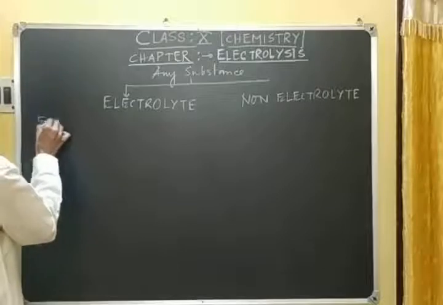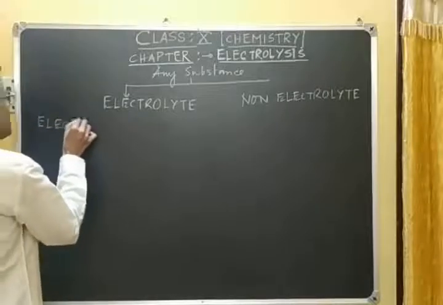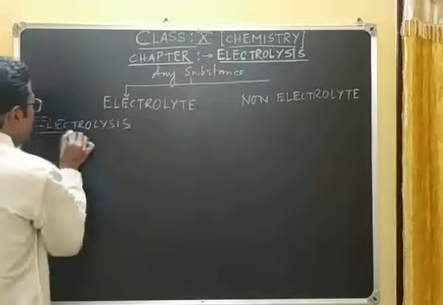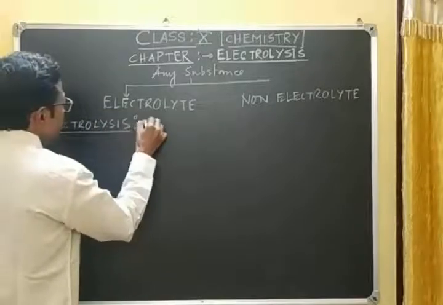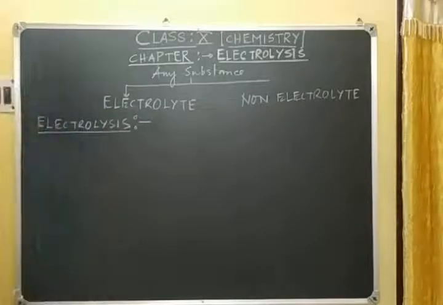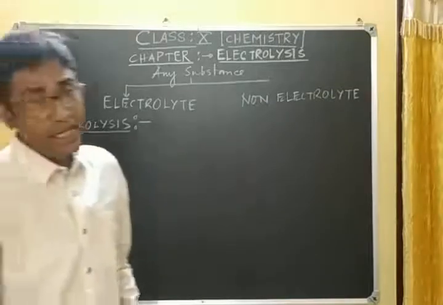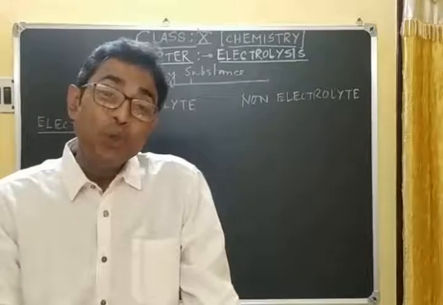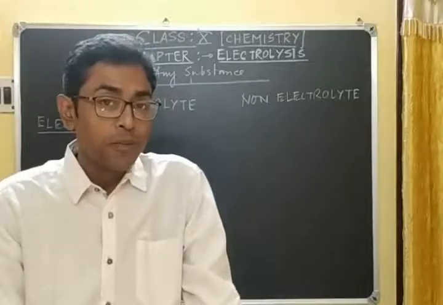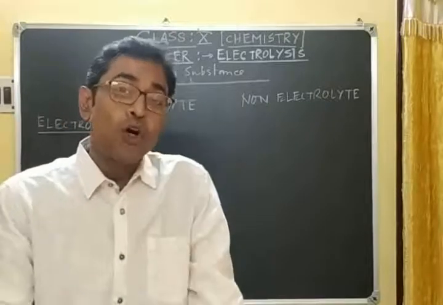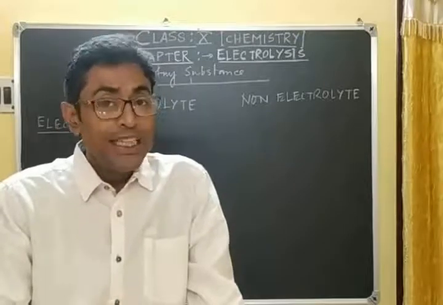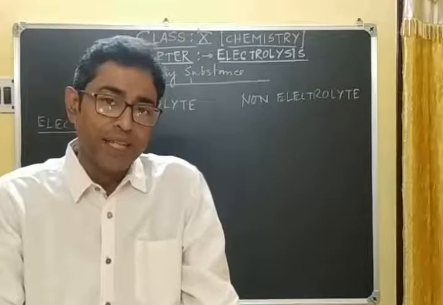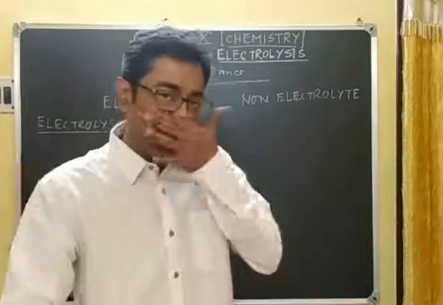We'll start with electrolysis. What is it? Remember, the dissociation of a chemical compound into its constituent ions in molten or fused state due to the passage of electric current. There are three main points. So I am writing the definition.